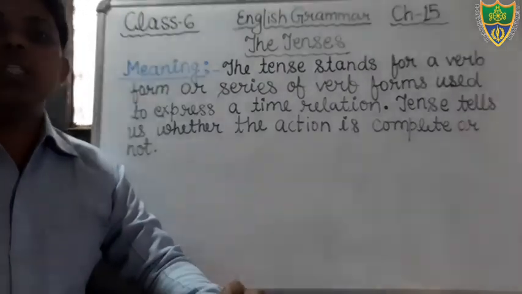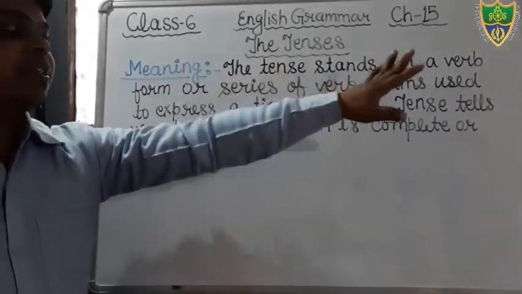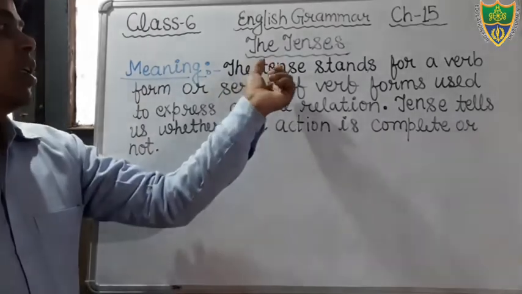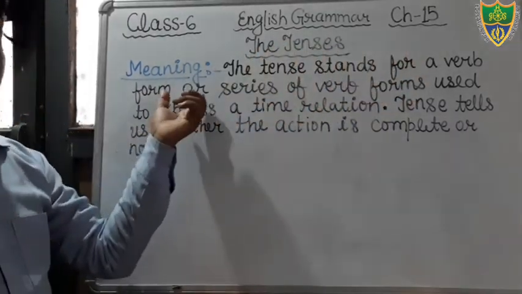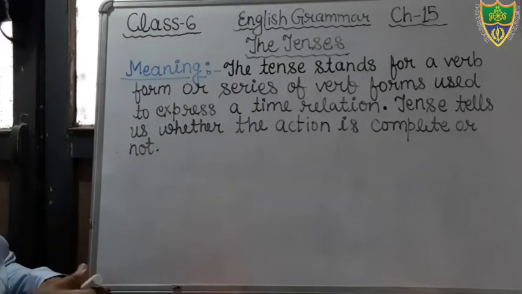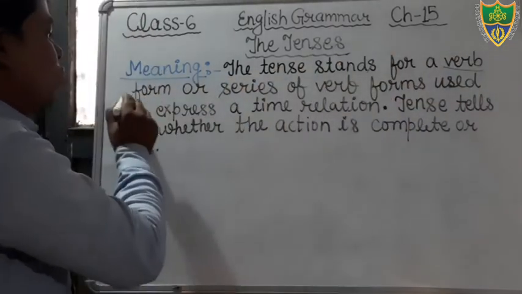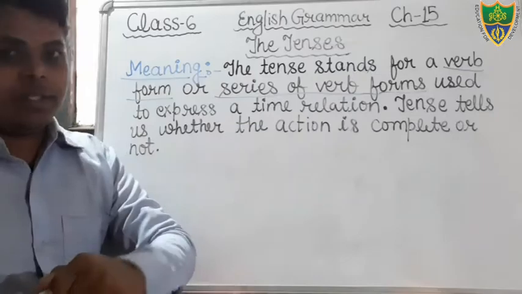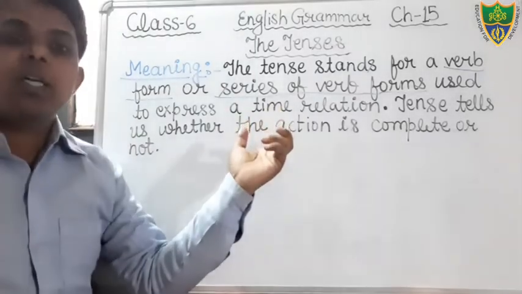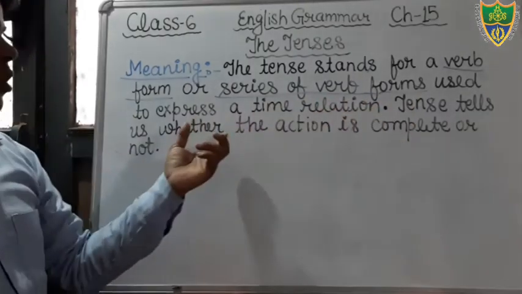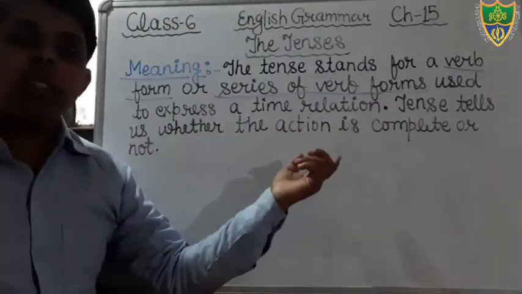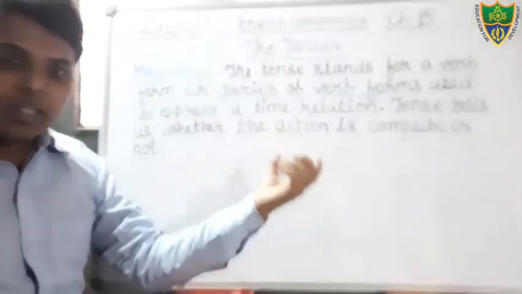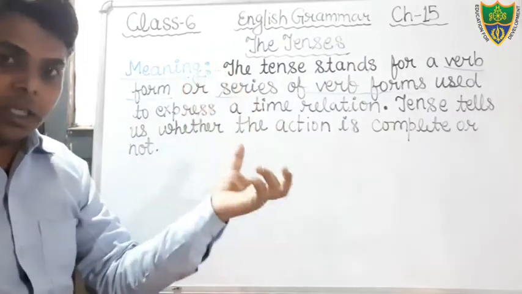Dear students, just see, it is written here: tenses stand for a verb. Without a verb there would not be any kind of tense. The tense stands for a verb form and a series of verb forms used to express time relation, and tenses tell us whether the action is complete or not. Tenses tell us in which time the given action is taking place.